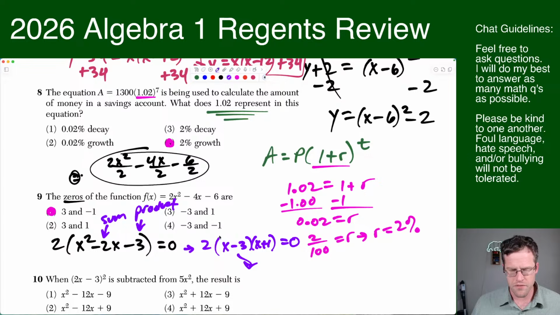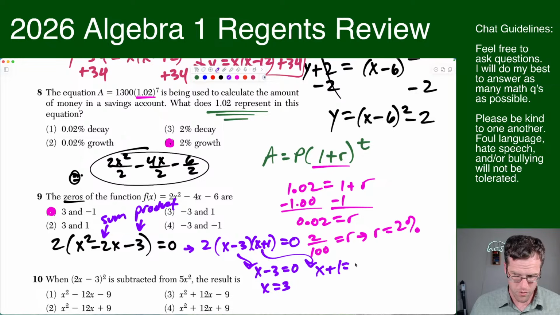Then you just set each of these factors equal to 0. Don't actually set the 2 equal to 0. Don't say, oh, 2 equals 0, because that's obviously wrong, so you're not going to get an answer from that. But you can say x minus 3 equals 0, and that's true when x is 3. And x plus 1 equals 0 is true when x is negative 1. So 3 and negative 1.